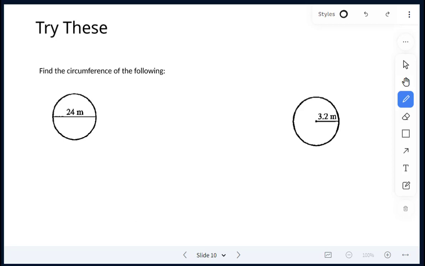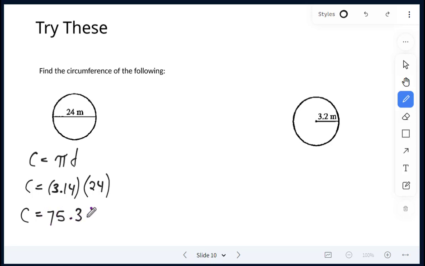So we're just going to go over this one. Here we're given diameter, so I'm just going to use the formula pi d. 3.14 is what we're using for pi. Diameter is 24. So the circumference, again, which is the distance around the circle, is 3.14 times 24, which is 75.36, and units are just meters.